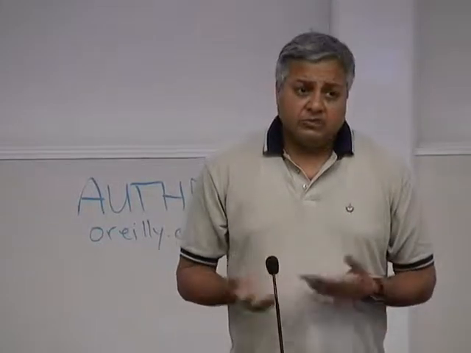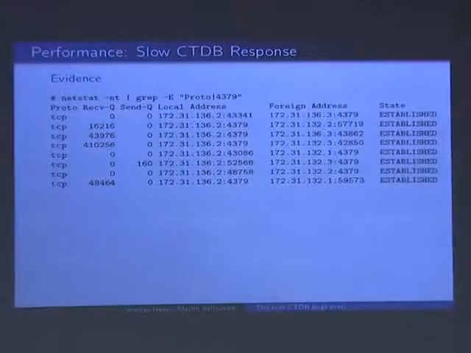There are many ways you can start looking at it. One of the simple ways is to look at how many connections we have. That's what we did. This is a 4-node cluster, so we look at how many connections there are, and CTDB uses port 4379 TCP. So we grep for all that.